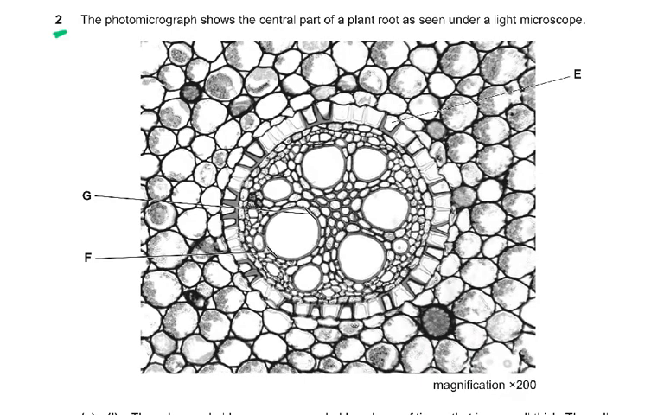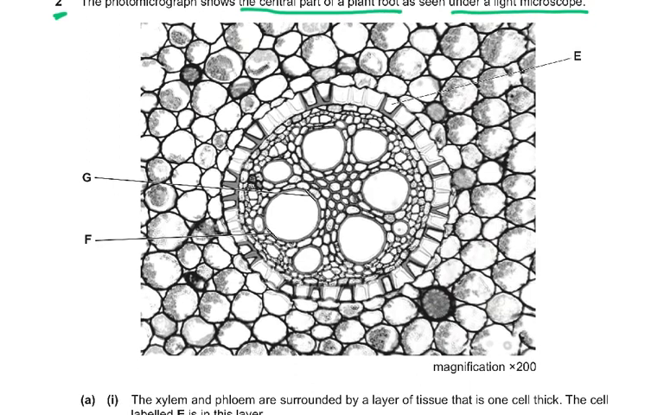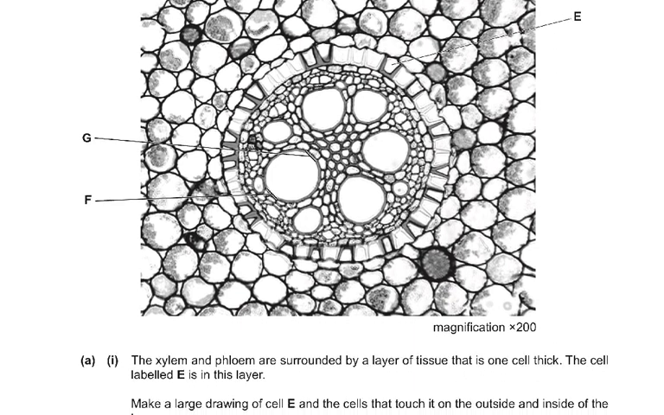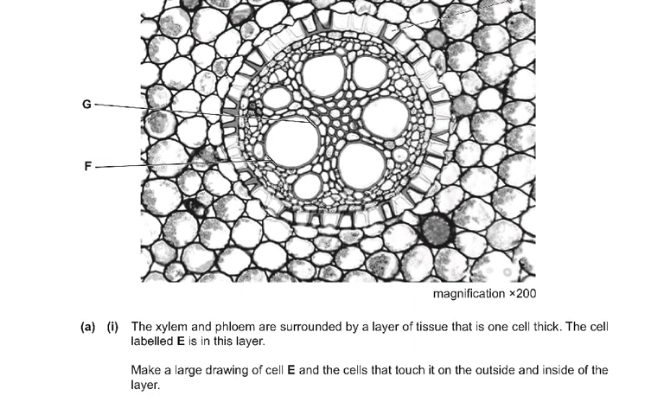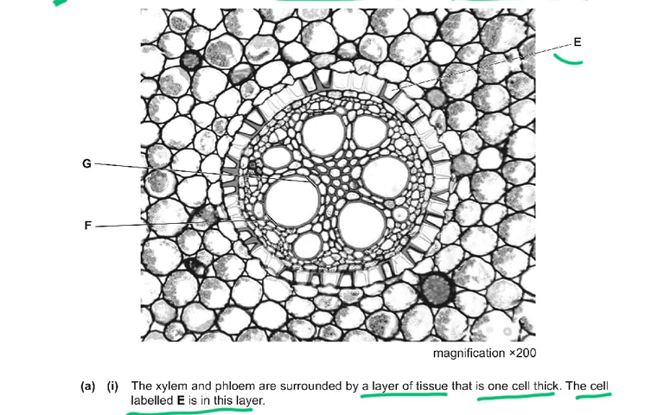Now coming to question number 2, the photomicrograph shows the central part of a plant root as seen under a light microscope, and we have cells labeled E, G, and F. Then we say the xylem and phloem are surrounded by a layer of tissue that is 1 cell thick. The cell labeled E is in this layer. So let's look at cell labeled E. So this is cell labeled E, and this is the cell that we are talking about here, right? The cell labeled E in this layer, look at it carefully.